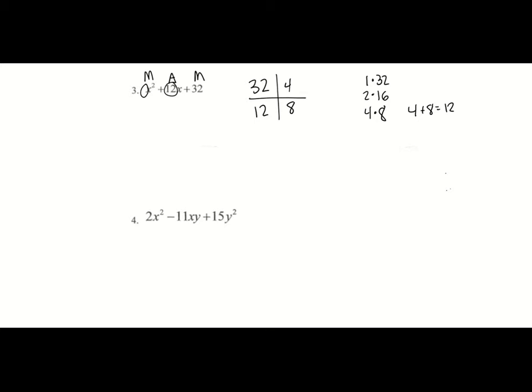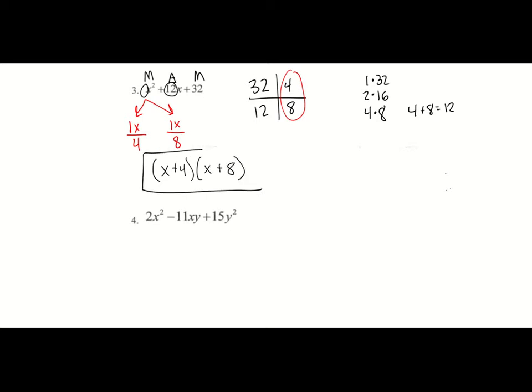So now my next step is to drop my coefficient and split my variable. So I have 1x over here and 1x over here. And then I'm going to write my denominators, my two numbers I came up with. I have 1 over 4 and 1 over 8. Then I can't reduce these at all, so I'm ready to write my binomials. My first one, top to bottom, I have 1x, which is just x, plus 4, times 1x again, plus 8. That is my answer.